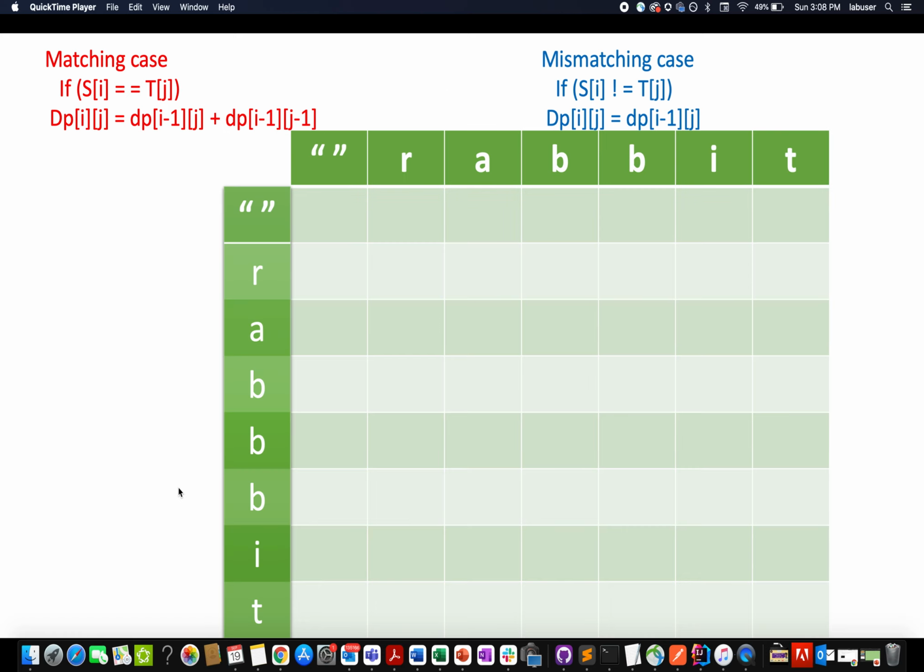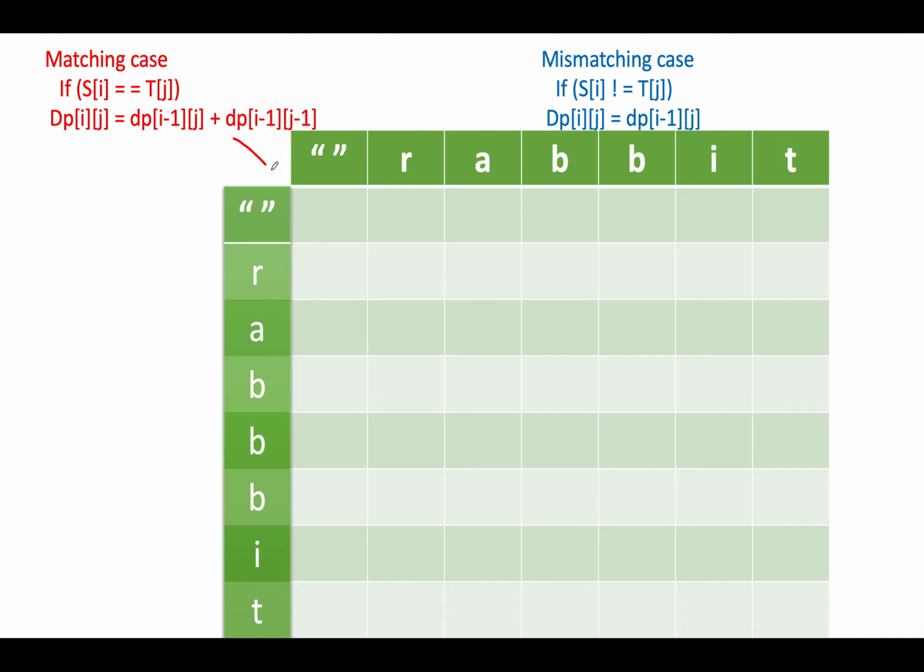The first thing is to create the dp array of size s length plus 1 comma t length plus 1, so that it becomes easier to write the base cases. Let's talk about it and try and build the complete dp array. This index, which is index i, represents the string s, and index j represents the string t. So the first base case is both of them are empty strings. For that particular case, the answer would be 1 because there's one possible way.